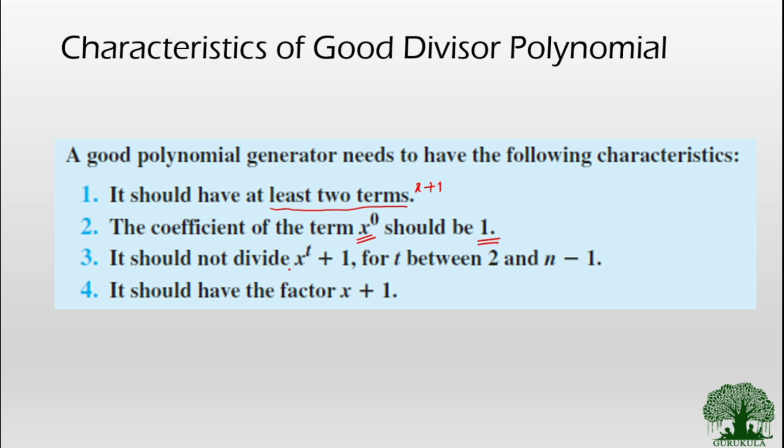It should not divide the term x to the power of t plus 1, where t is any value between 2 and n minus 1, where n is the total number of bits in the data. And then it should have the factor x plus 1, which means it should be divisible by the polynomial x plus 1. So these are the various characteristics which my divisor polynomial must satisfy.